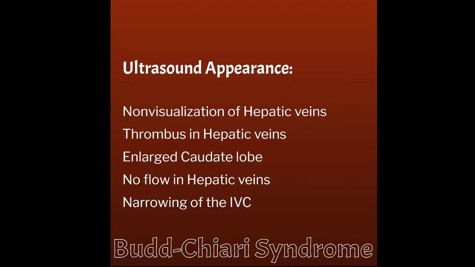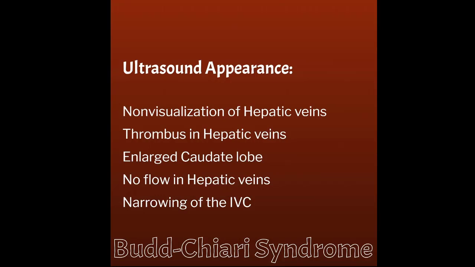On ultrasound then, we might not see the hepatic veins. That might be because they have filled with clot or filled with tumor, so we no longer see them as their anechoic structures that we expect them to be. If we can kind of see them and make out where they are, we might be able to see thrombus then in the hepatic veins. If we put color on them, we might not see any color flow through the hepatic veins.